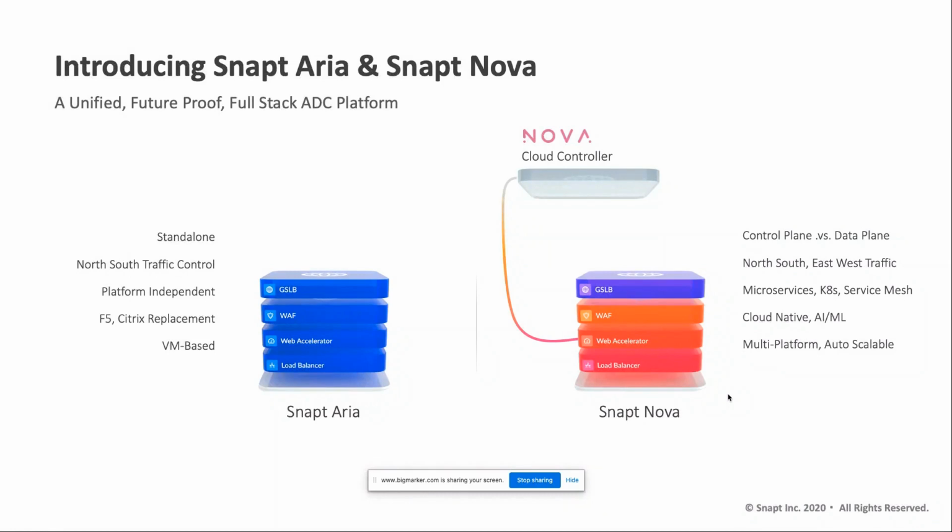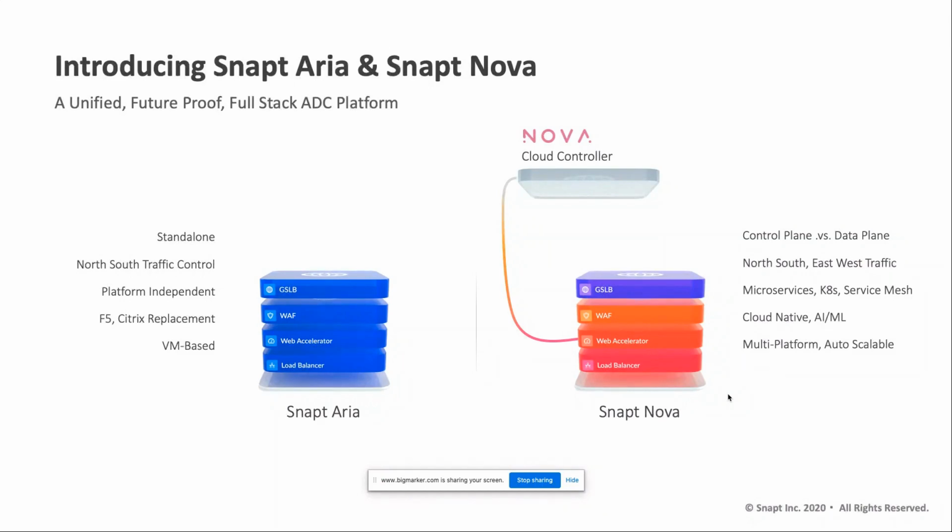It is platform independent, so Aria can run on any cloud or a virtual platform. We can run on any hypervisor as a virtual appliance. So in that regard, we're platform independent, and we are VM based.